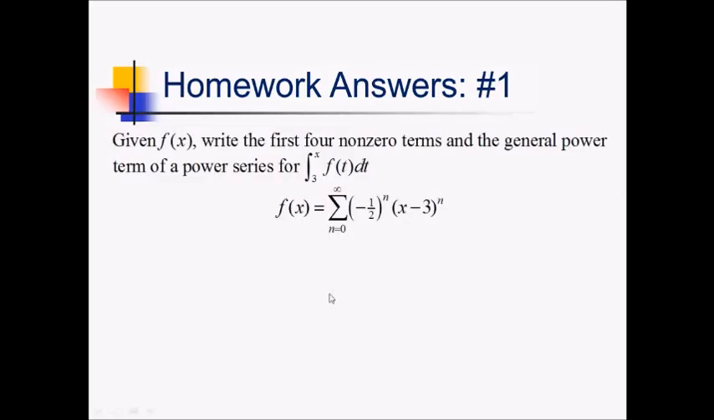Bringing you the BC Calculus 7-1 Part 2 homework solutions on derivatives and integrals of series. On this problem, we're given this function defined by a sigma, and we want the first four non-zero terms and the general term for the integral of this thing from 3 to x.